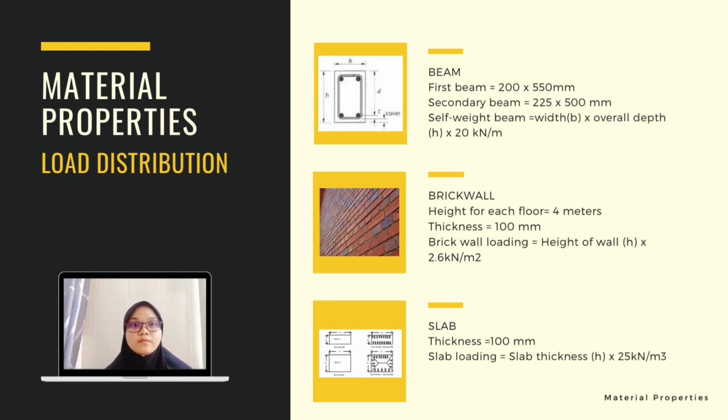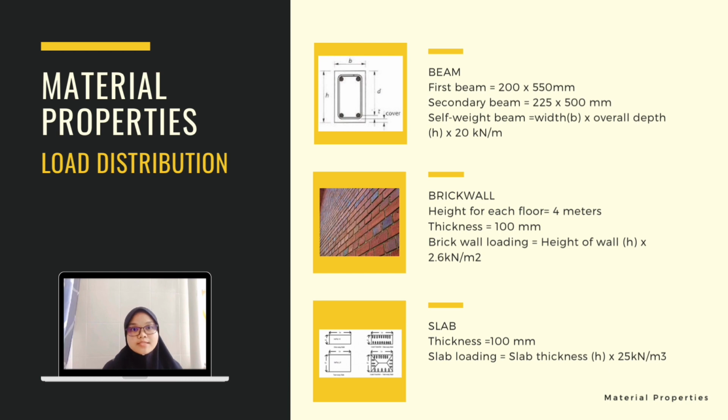To calculate the self-weight of the beam, the calculation is width times overall depth h times 20 kN per meter. The second element is the brick wall, which is 4 meters for each floor with 100 mm of cement plaster on both sides. The calculation for the brick wall is the height of the wall times 2.6 kN per meter squared, which is the brick wall density. The last element for this project is the slab.